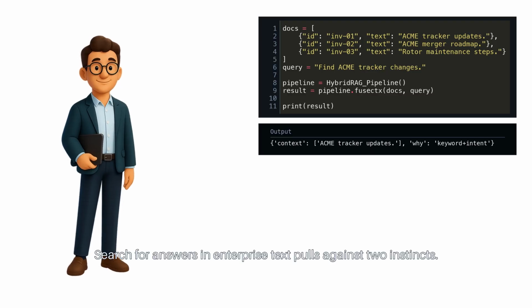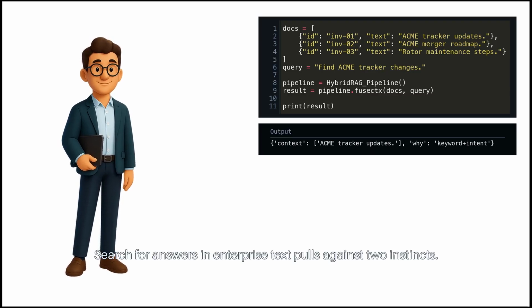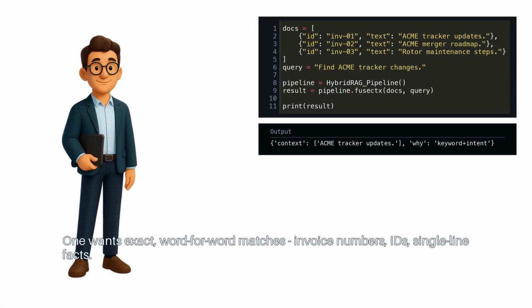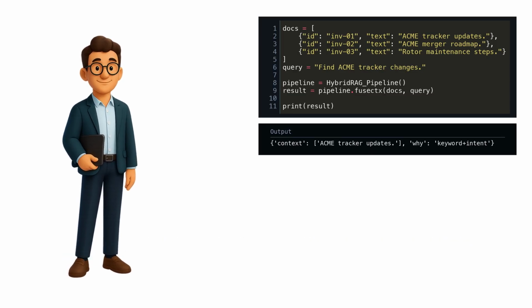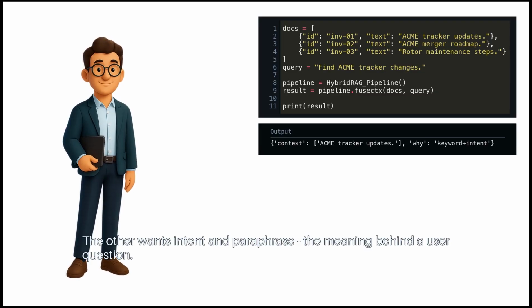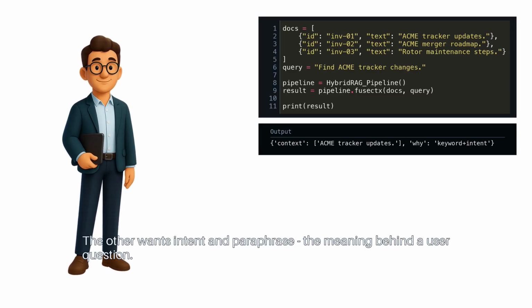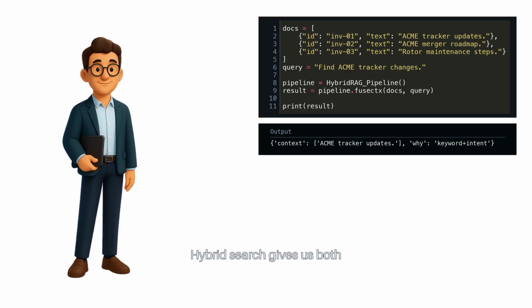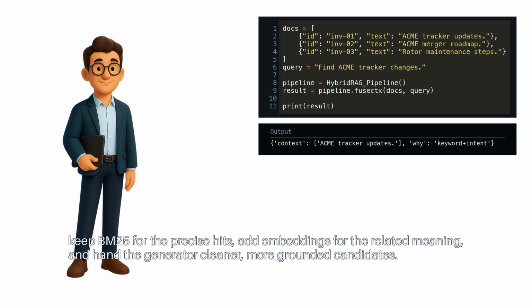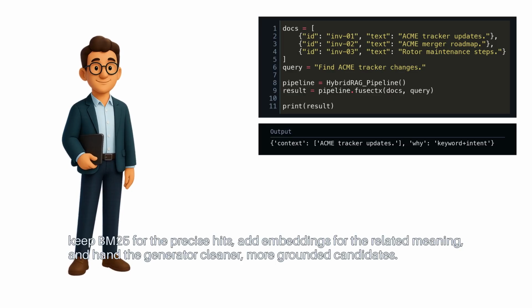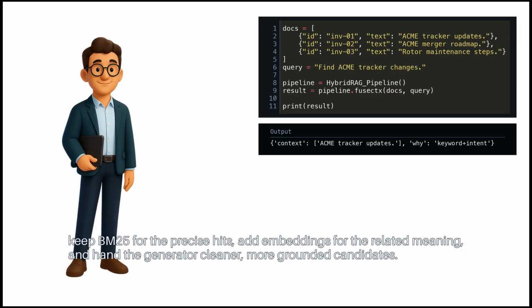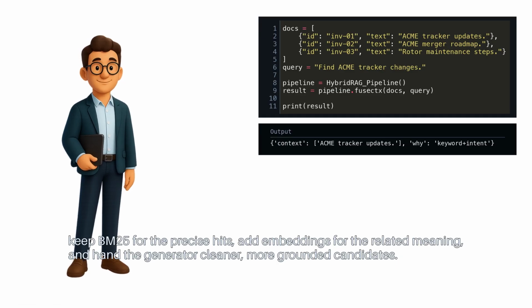Search for answers in enterprise text pulls against two instincts. One wants exact word-for-word matches: invoice numbers, IDs, single-line facts. The other wants intent and paraphrase, the meaning behind a user question. Hybrid search gives us both. Keep BM25 for the precise hits, add embeddings for the related meaning, and hand the generator cleaner, more grounded candidates.